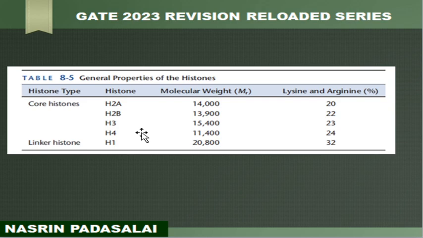The molecular weight of H2A is 14,000. The molecular weight of H2B is 13,900. The molecular weight of H3 is 15,400. The molecular weight of H4 is 11,400. The molecular weight of linker histone is 20,800.